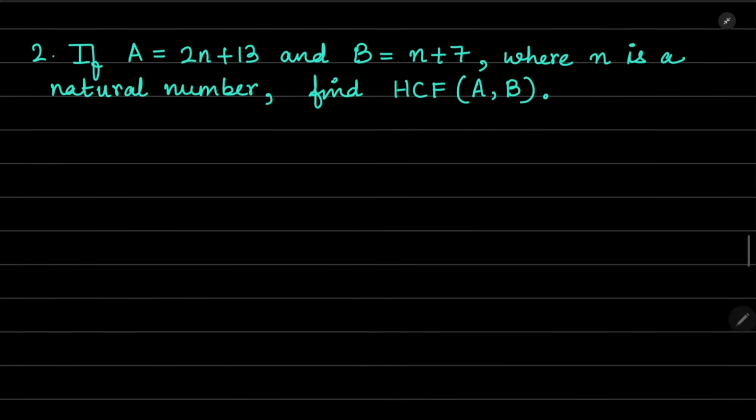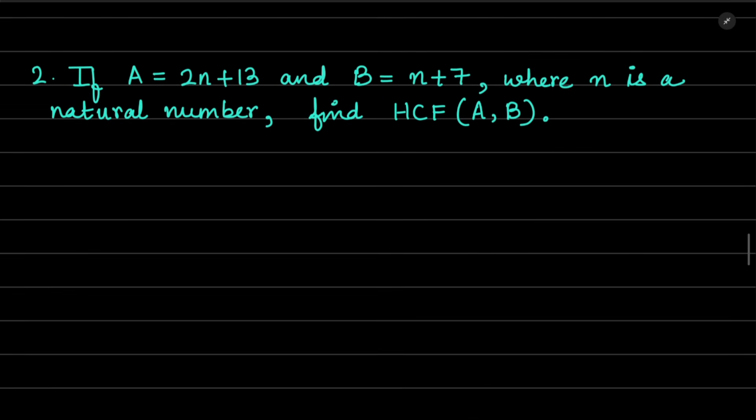Let's move on to the next question. If a is nothing but 2n plus 13 and b is n plus 7, where n is a natural number, find the HCF of a and b. So here n is given as a natural number.